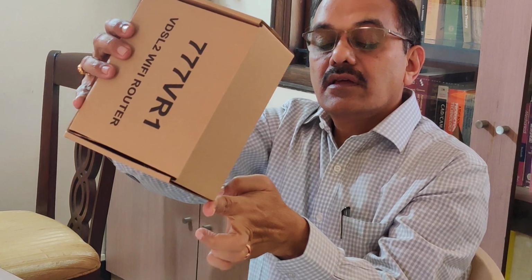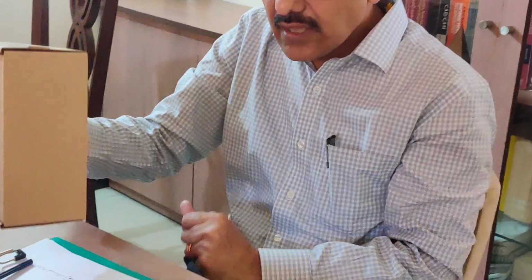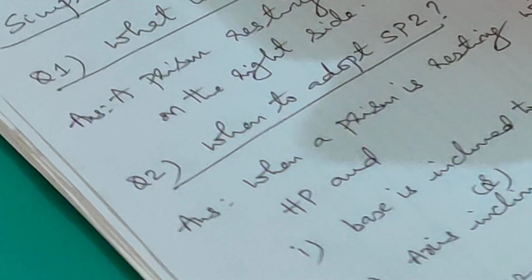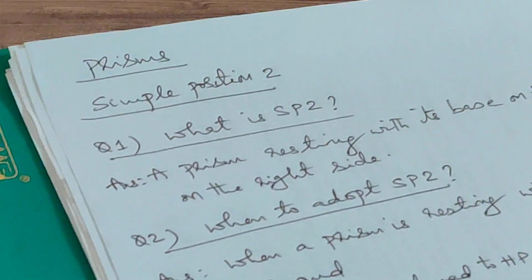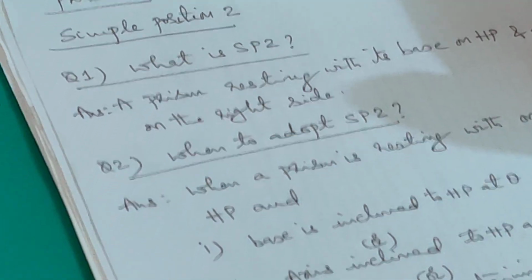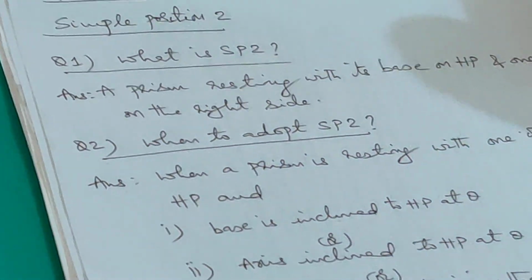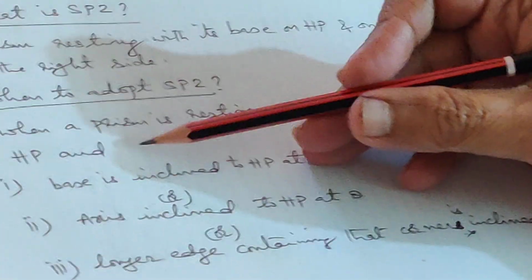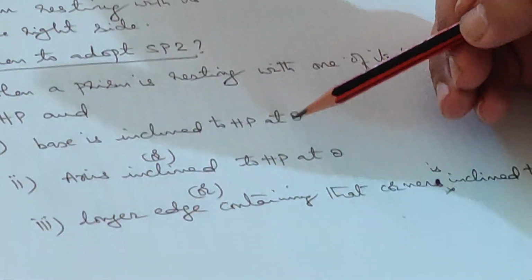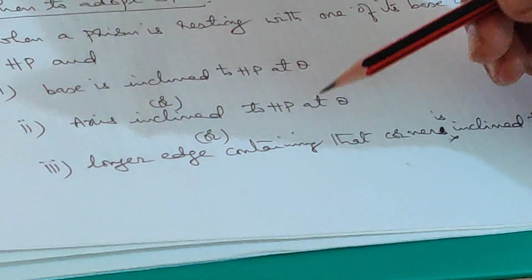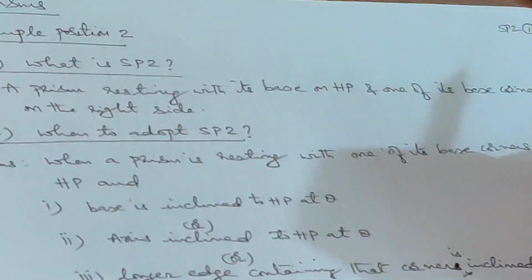Let me come back to the sheet here once again. So when to adopt SP2 is the question. When this is the condition in the problem, and the prism is resting with one of its base corners on HP, with base inclined to HP, or axis inclined to HP, or longer edge containing that corner inclined to HP, this is SP2.